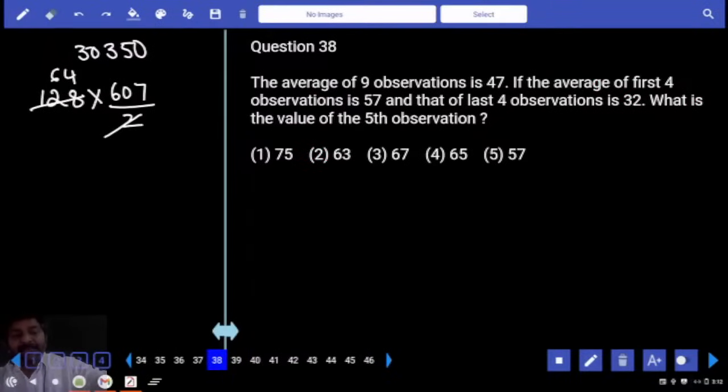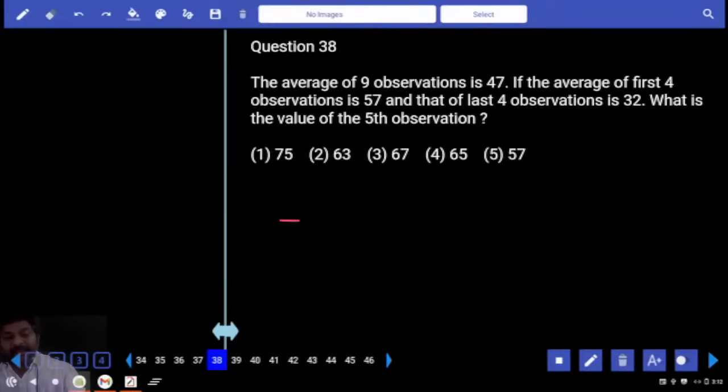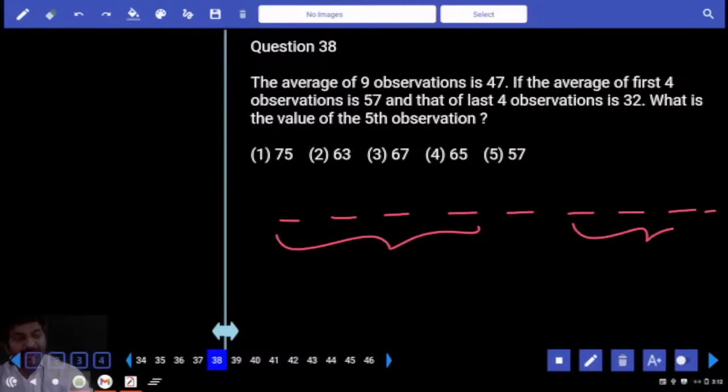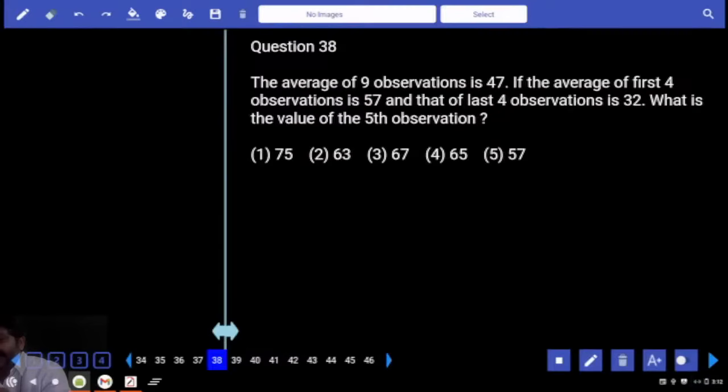The average of 9 observations is 47. If the average of first 4 is 57, last 4 is 32. What is the value of fifth observation? 9 numbers are there. Out of 9 numbers, first 4 average is mentioned. Last 4 average is mentioned. What is happening to this fifth number? Missing or repeating? Missing. Out of 9 numbers, first 4 covered, last 4 covered, fifth is missing. If it is number missing case, it is reverse effect.